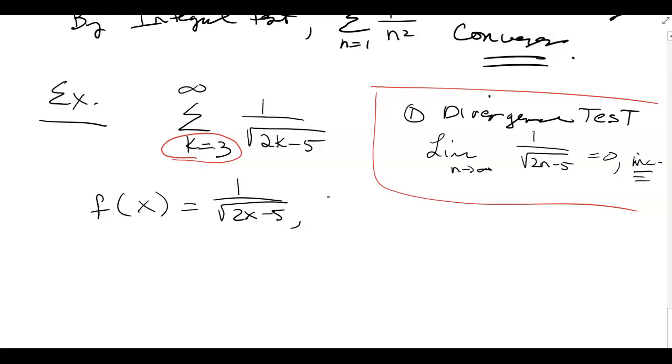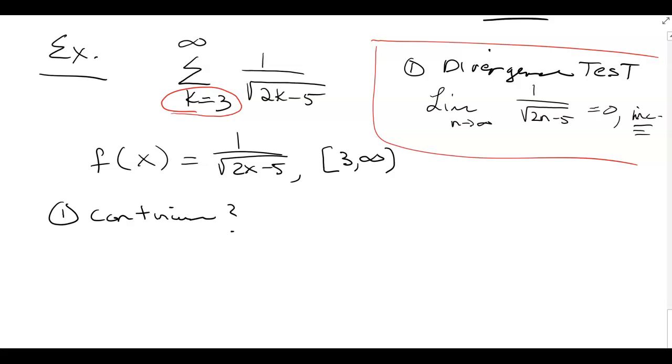What is my new restricted domain? I'm going from 3 to infinity. That is important when you do the first part of your checklist, which is checking if it's continuous. I'll say it again. The best way to check if a function is continuous is to determine where it's not continuous.